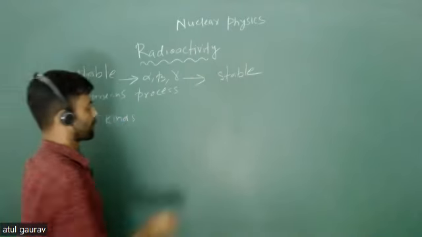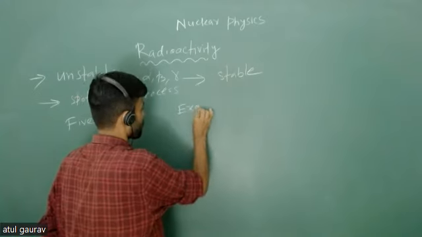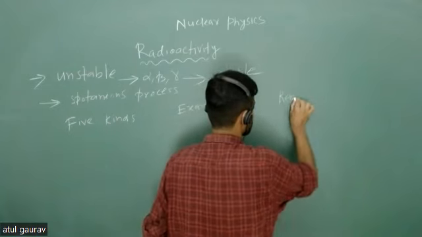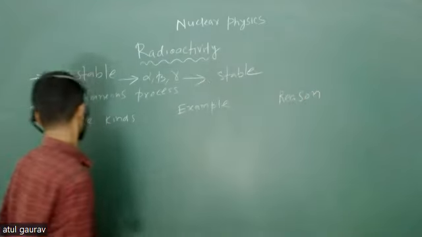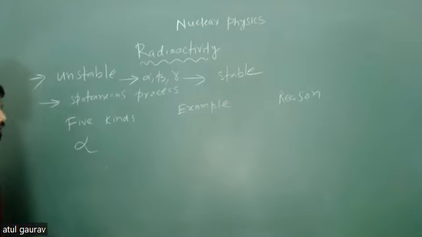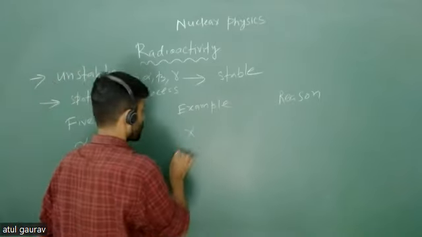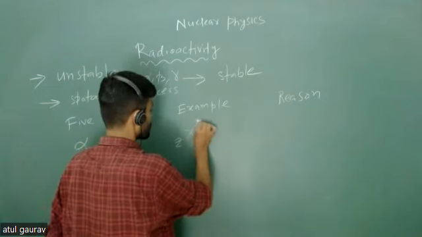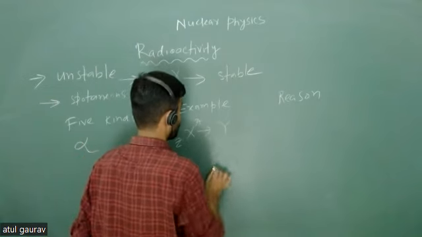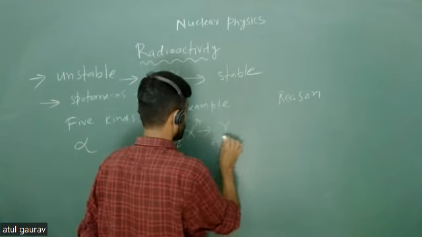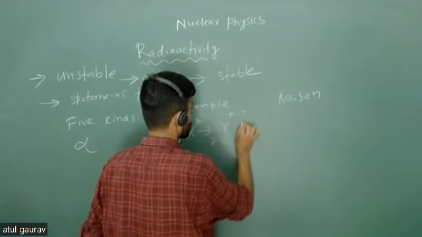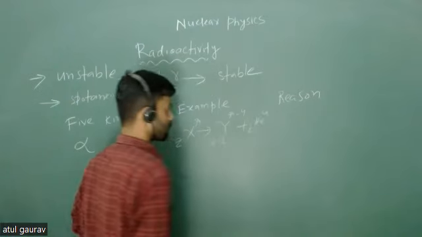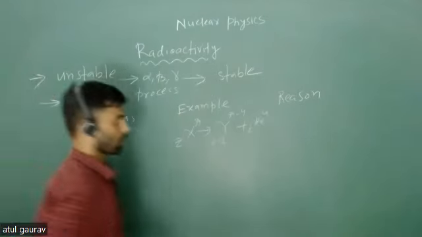Then I'll take example and reason. So first is alpha decay. In alpha decay, suppose you have parent nuclei X, its atomic number is Z, mass number is A, decaying to daughter nuclei Y, its atomic number will be Z minus 2, mass number will be A minus 4, plus alpha, right? Helium 2,4. So what is the reason for this decay?